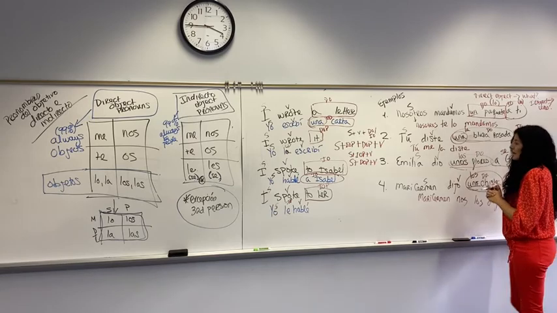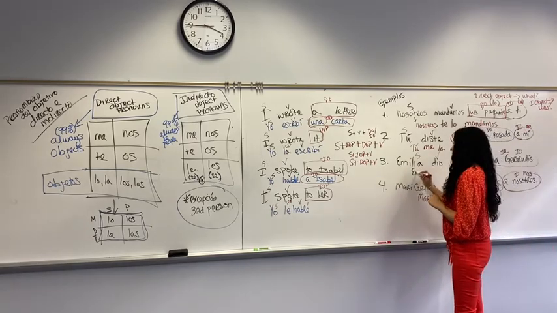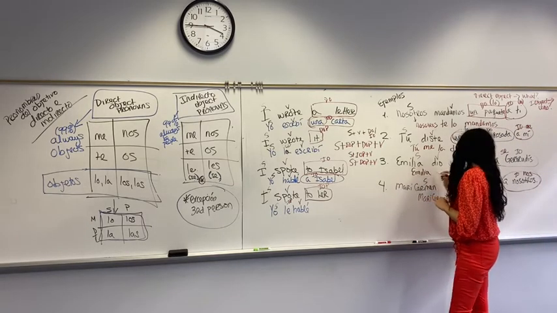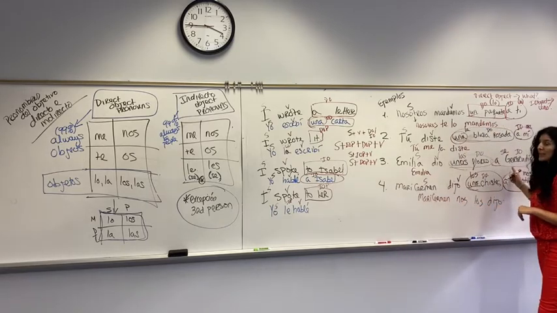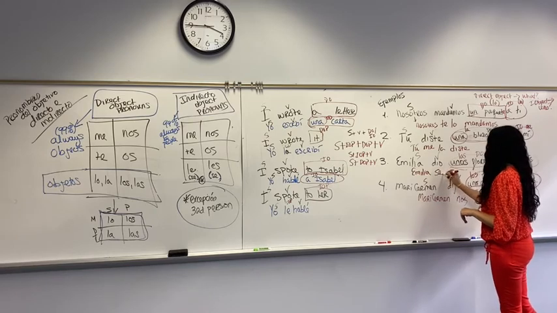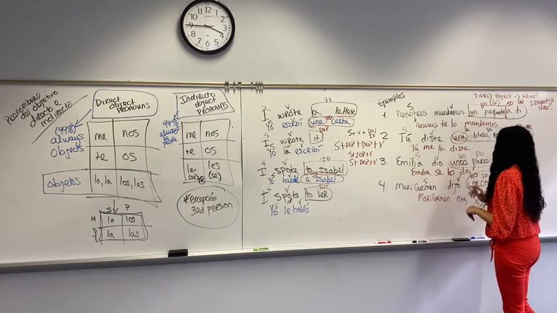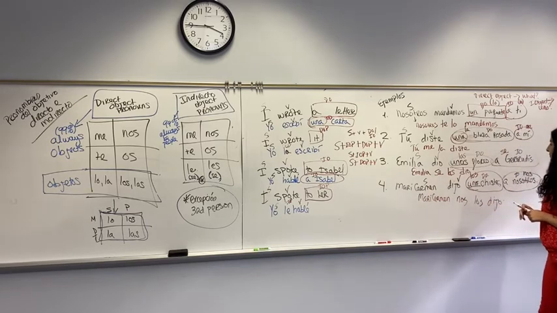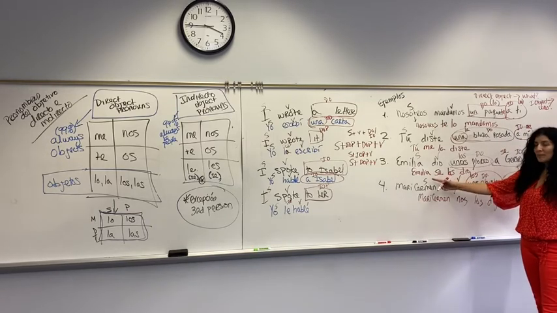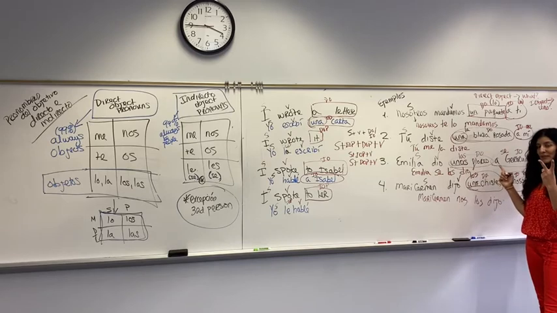Now we're going to reorganize. So first we're going to write our subject, which is Emilia. Then we're going to write our indirect object pronoun, right? That one always comes first. So se, las, direct object pronoun, dio. Emilia se las dio.